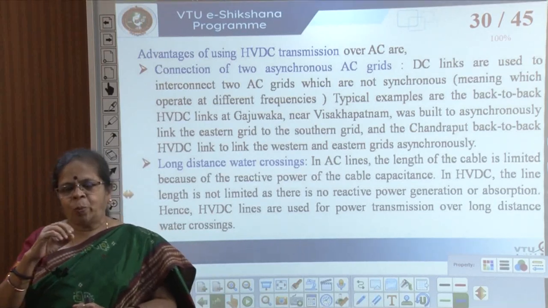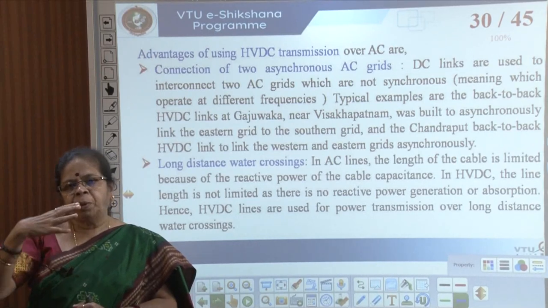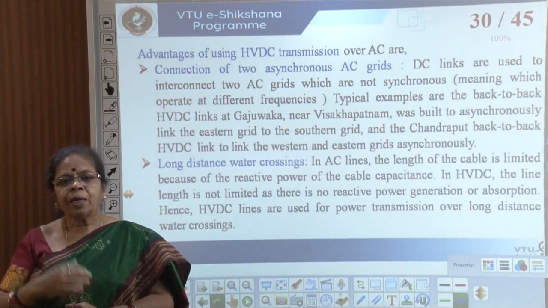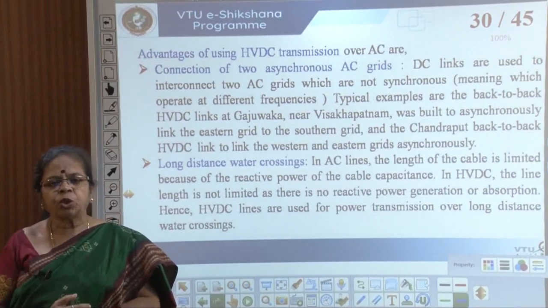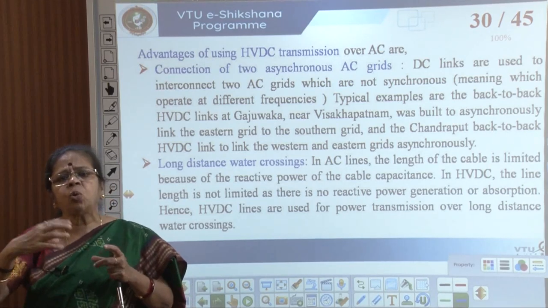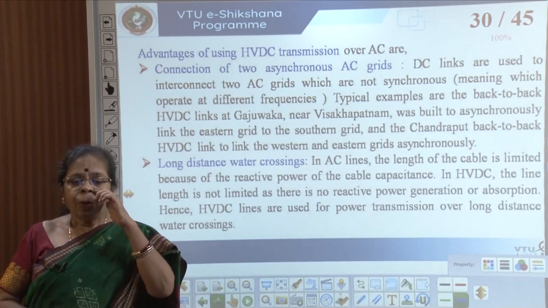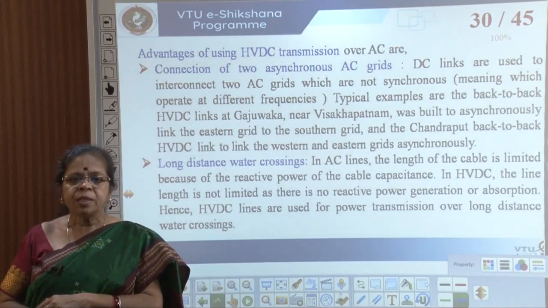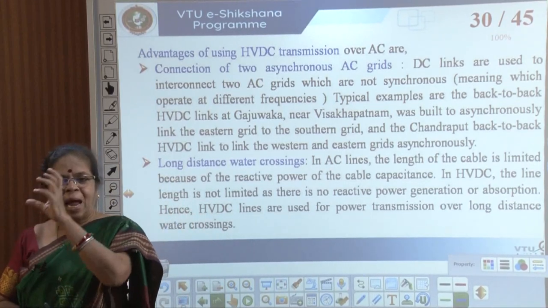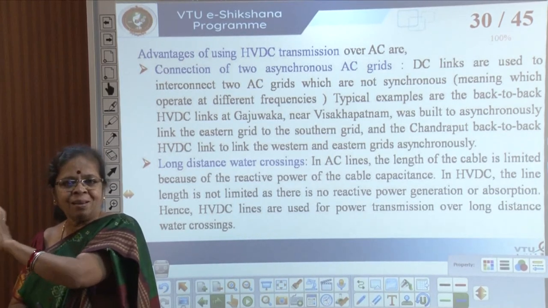For example, when one of the HVDC stations was built in a place called Gajuwaka, that is between the Orissa and Andhra Pradesh border, Orissa was operating at a higher frequency and Andhra Pradesh was operating at a lower frequency. Therefore, I cannot synchronize two grids that are operating at different frequencies. So what was done? You change the frequencies at both the ends. Supposing there's a grid operating at a higher frequency, I convert it to DC, transmit DC, and then give it to the second region and change there the frequency to the level of the second grid.